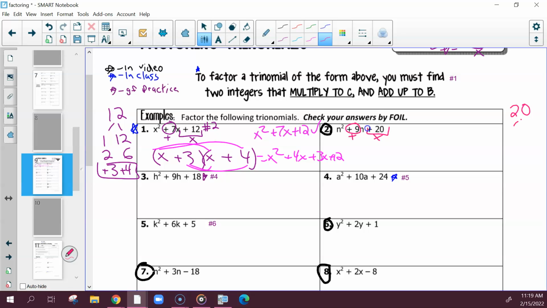What are some factors of 20? 1 and 20, 2 and 10, 4 and 5. Of those, if we were to add them together, which would give us 9? 5 and 4. And that would be a positive 5 and a positive 4. So our factors would be n plus 4 and n plus 5.